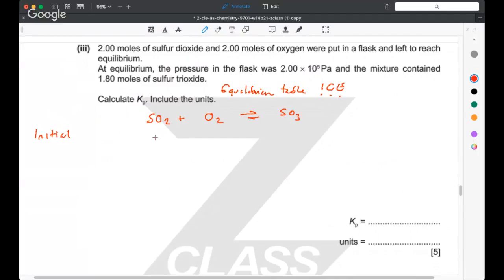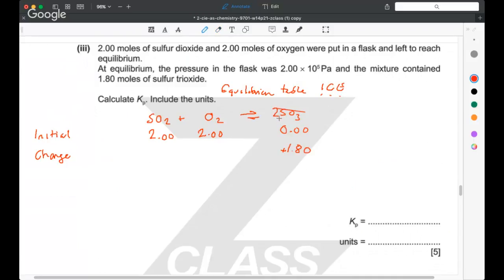The initial amount of sulfur dioxide was 2 moles, and the initial amount of oxygen was 2 moles. And of course, initially, no reaction has happened. There's 0 moles of sulfur trioxide. So that's I for initial. C is for change, and it tells us in the question stem here that once we reached equilibrium, the change as far as the sulfur trioxide was concerned was we'd formed 1.80 moles. Now, so just balance that up.